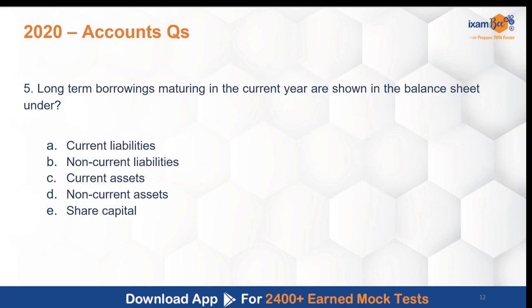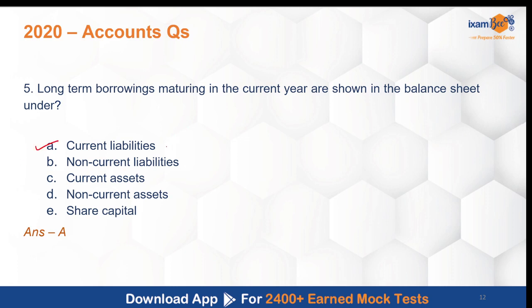Next, move to the other questions that came in phase 2 of 2020. This was a conceptual question related to where you will present a certain item. So long-term borrowings maturing in the current year are shown in the balance sheet under which of the heads? The correct answer here is A, the current liabilities.